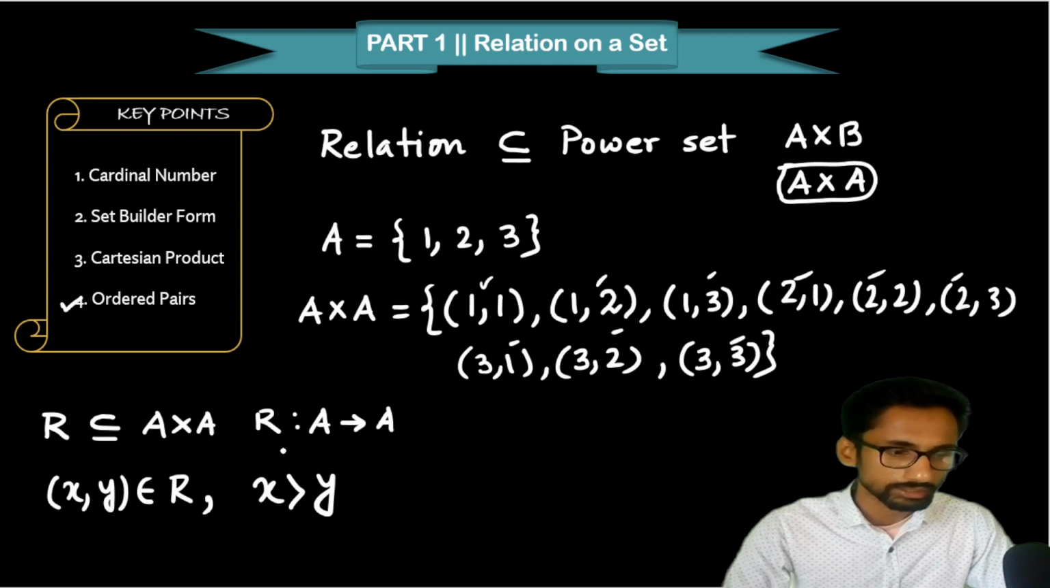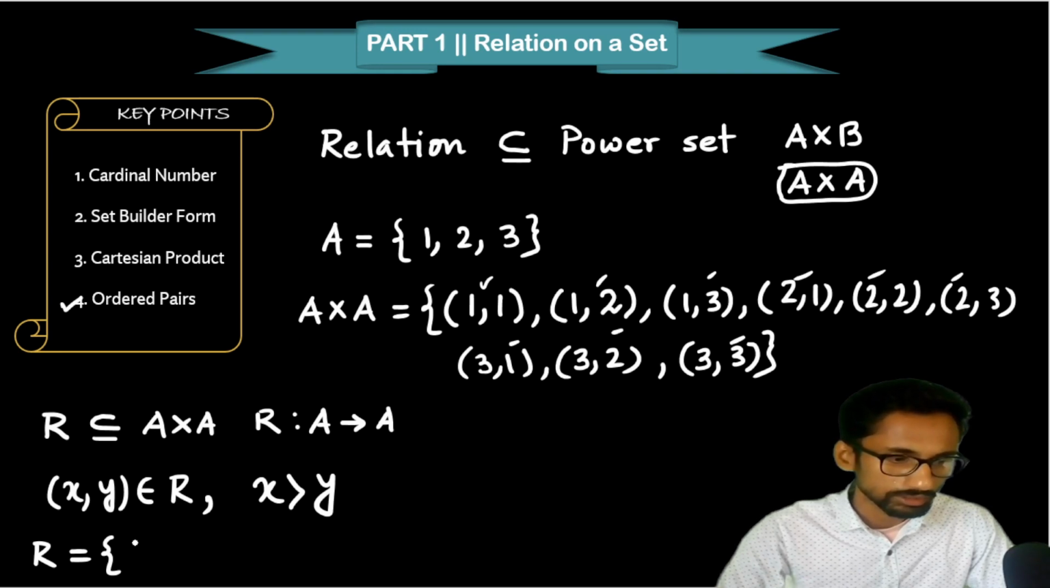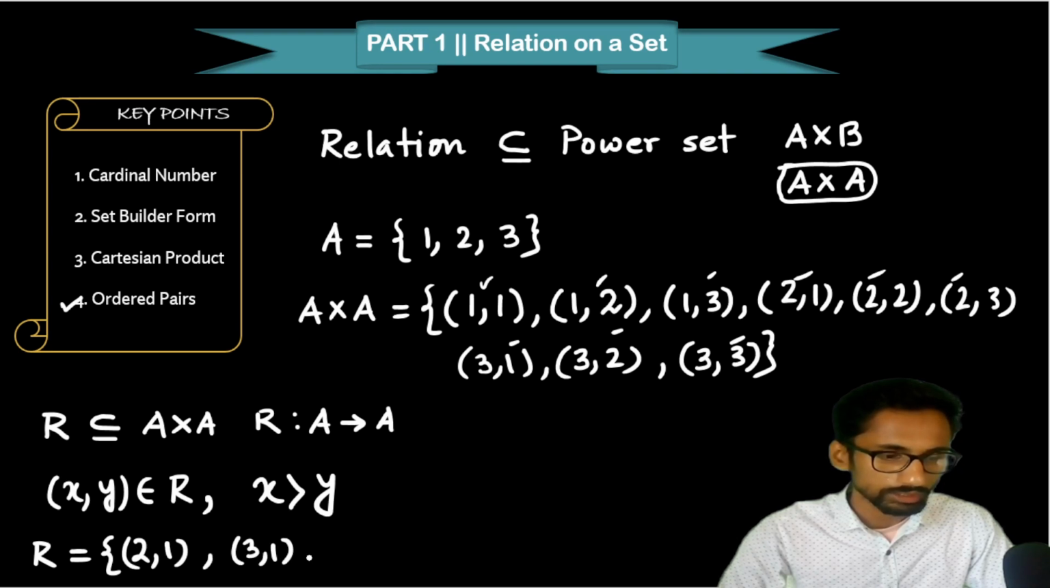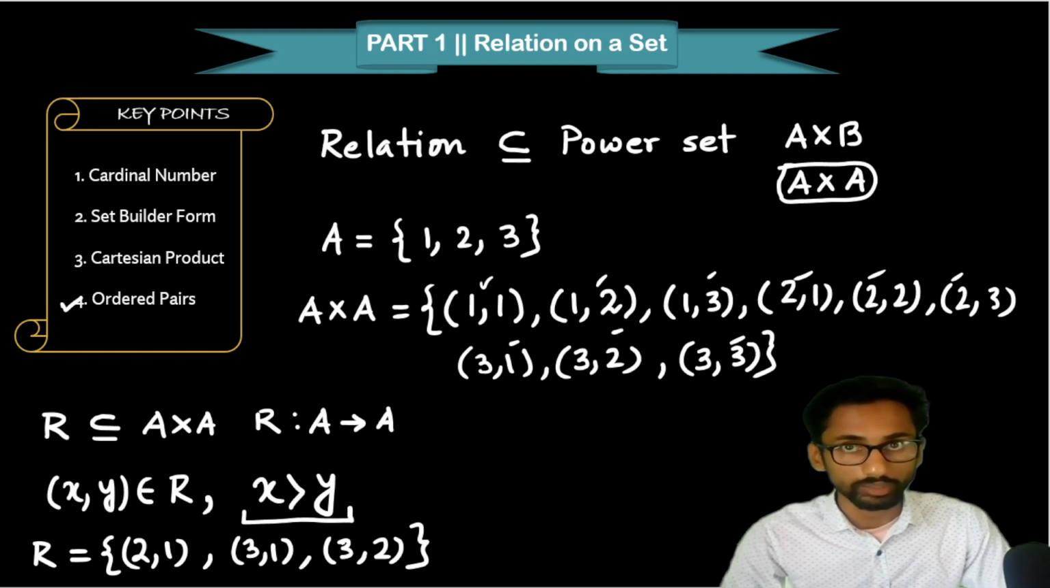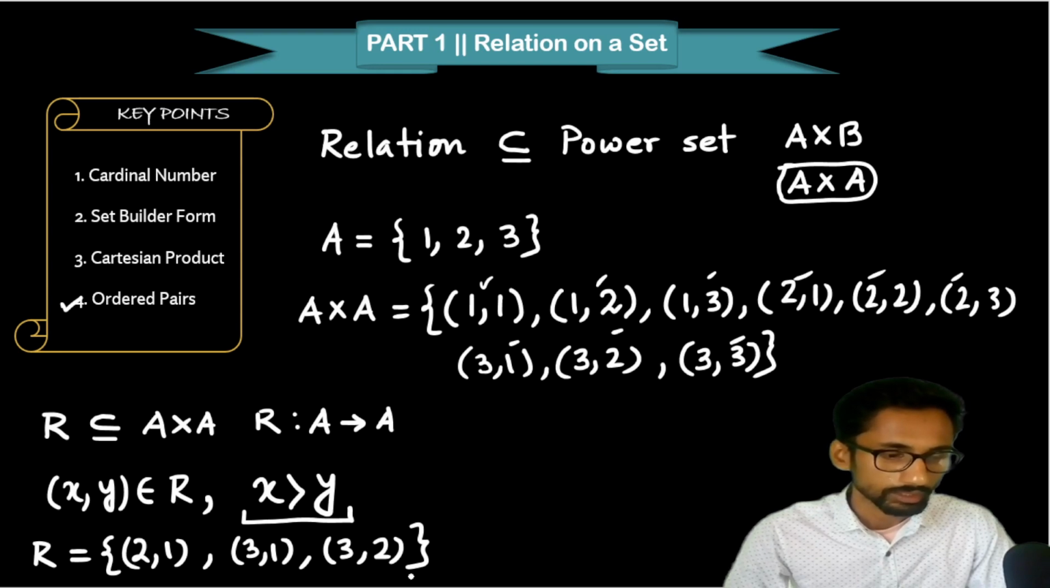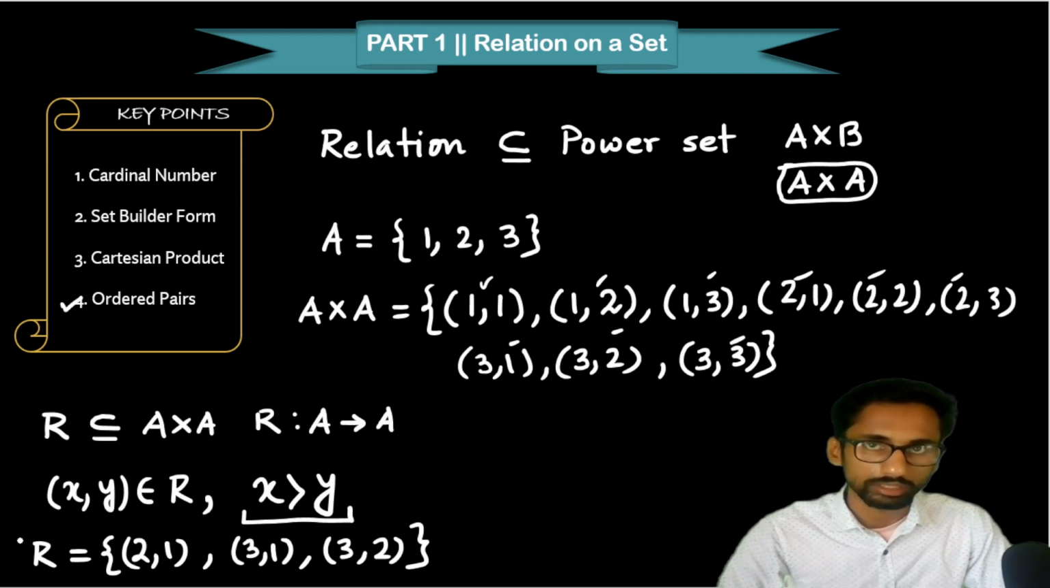So in this case, the R set will have the elements 2, 1, 3, 1, 3, 2. That's it. No other elements satisfy this given condition or the given definition of the relation. So these are the only 3 elements of this particular relation R.